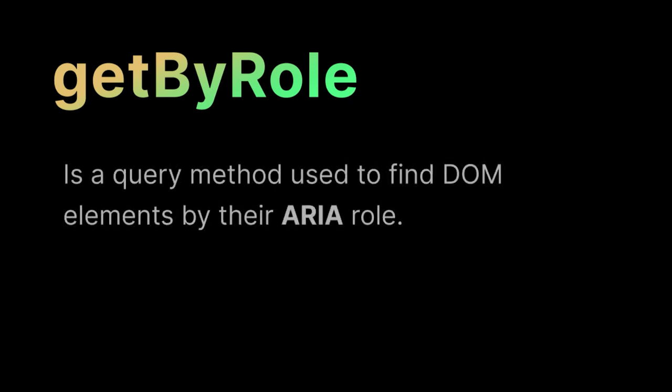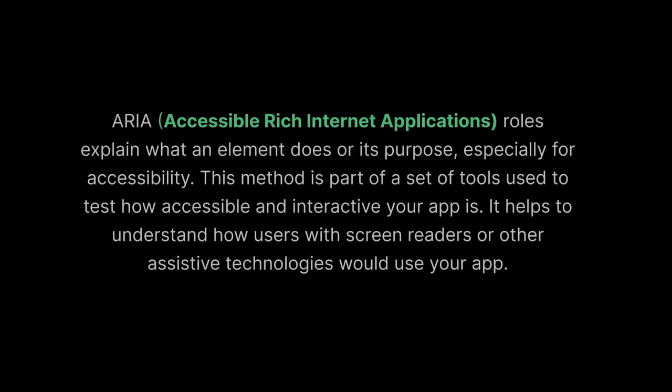Now let's talk about the king, the heart of React testing component, which is called get by role. So what is it and why should you even care about that? Get by role is a query method used to find DOM elements by their ARIA role. So what is that ARIA role? That simply means accessible rich internet application. So ARIA roles explain what an element does or its purpose, especially for accessibility. This method is a part of a set of tools used to test how accessible and interactive your application is. It helps to understand how users with screen readers or other assistive technologies would use your app.